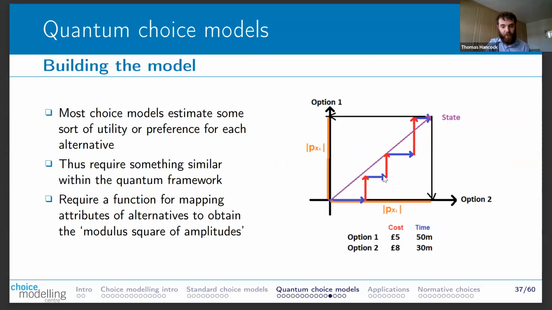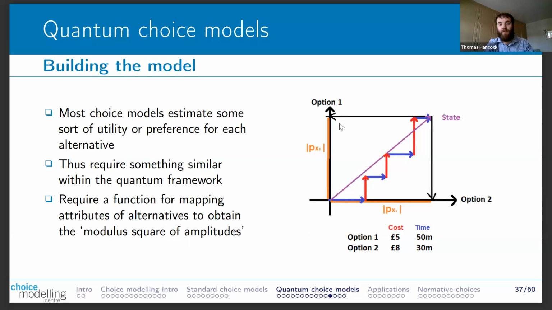So how do we actually define these quantum choice models? To estimate probabilities, we're going to have some utility or preference for each alternative. So we're going to need something similar within this quantum framework. Basically, we want some function for mapping attributes of alternatives to obtain this thing we're calling the modulus squared of amplitudes. So how are we going to define this amplitude?